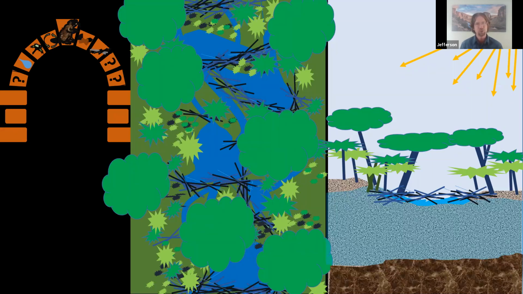So before the beaver were trapped out of thousands of miles of streams, their habitat and ecosystem arch looked like this. Diverse plant and animal populations were supported, and those resources were also key to the survival of local indigenous people living there. But then the beaver are removed.